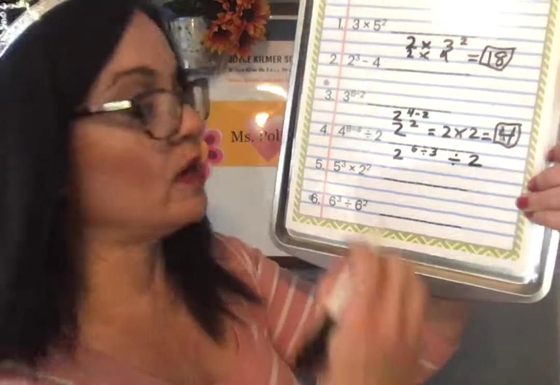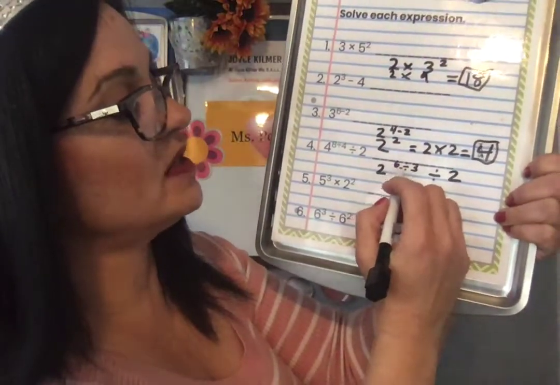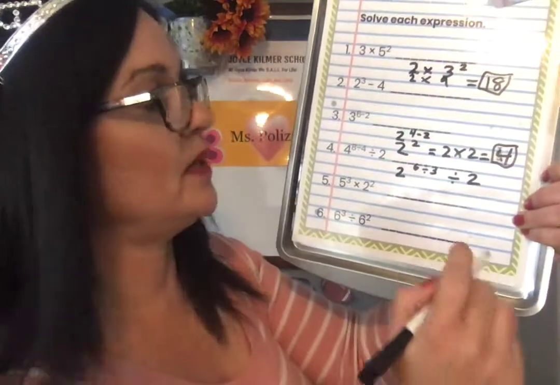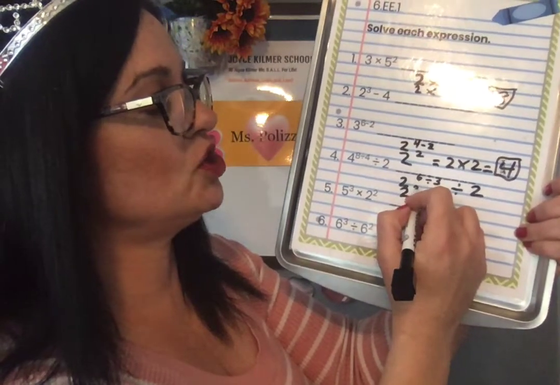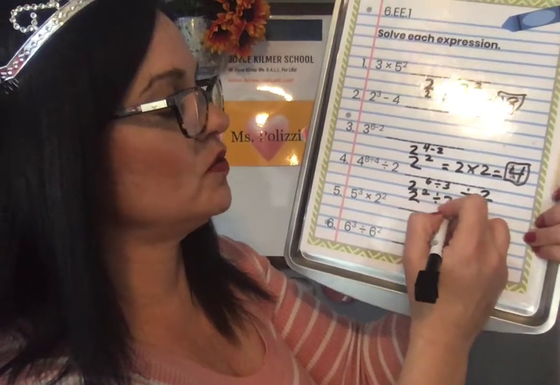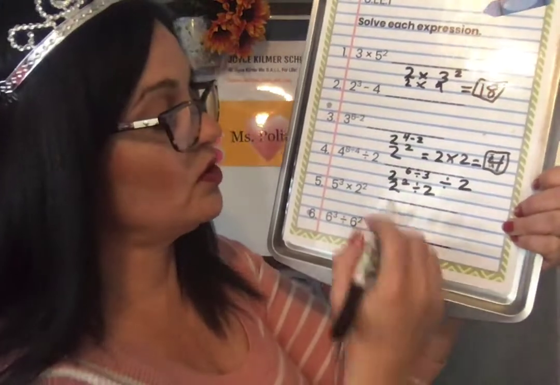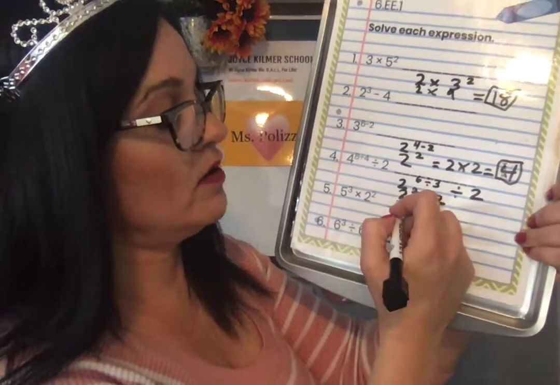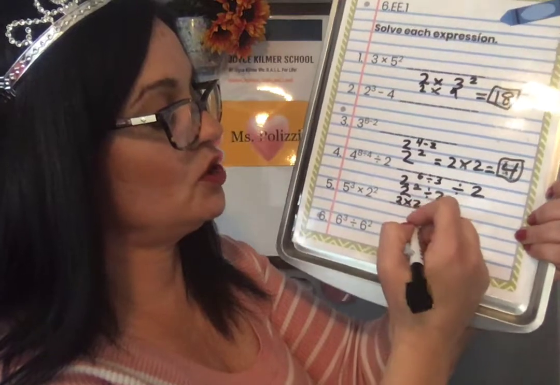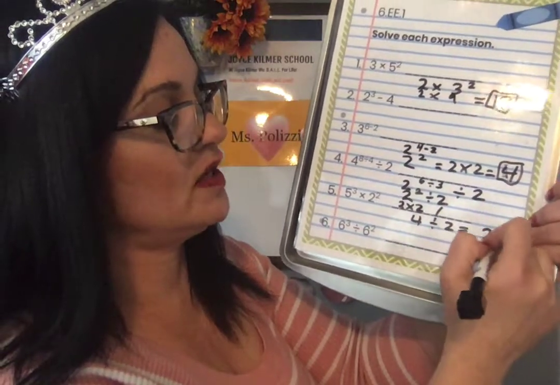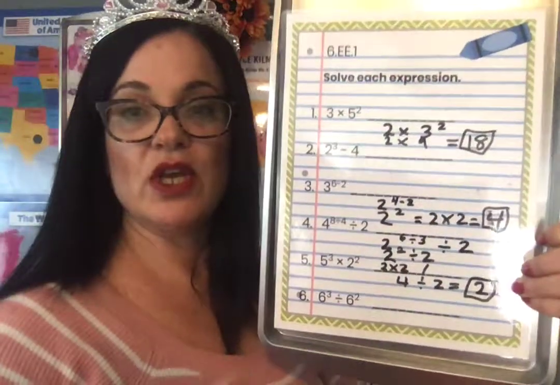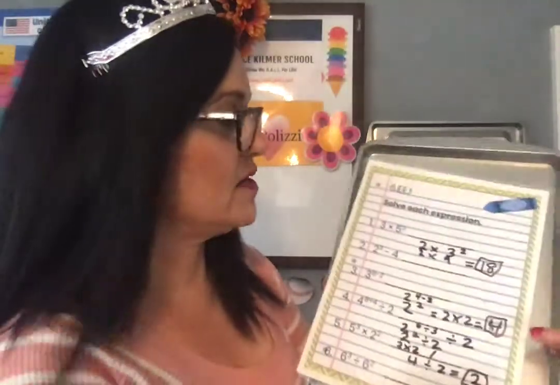Here's a similar problem. 2 to the power of 6 divided by 3, all divided by 2. So we have 2, 6 divided by 3 is 2, divided by 2. So let's take care of our exponents first. 2 squared is the same as 2 times 2, which is 4. Bring this down. 4 divided by 2 is 2. And there's your answer. So go ahead and try to solve those problem sets.